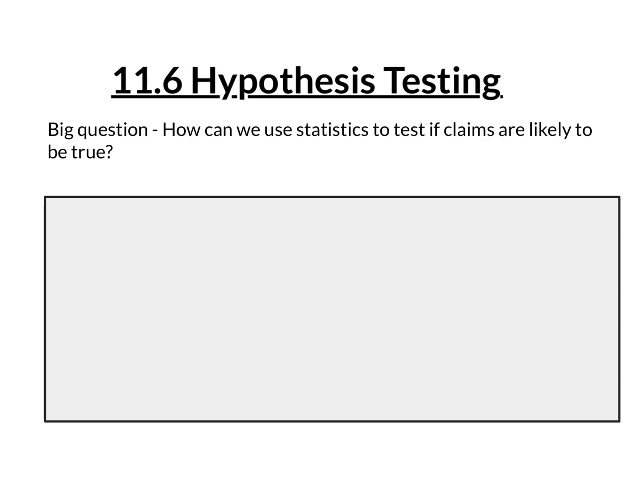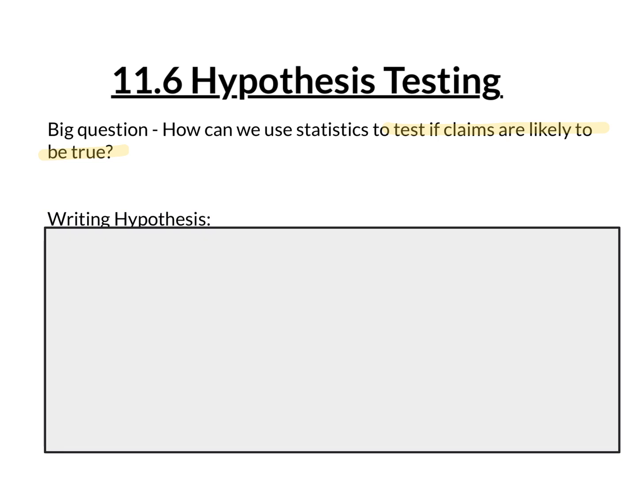All right, so in this lesson, we're going to talk about how to name hypotheses, and there are two different types, alternative and null, and we'll talk about those. And we're going to talk about how to use hypotheses to test to see if claims are valid. So our big question here is how can we use statistics to test if claims are likely to be true or not? All right, so first we're going to start with writing hypotheses.